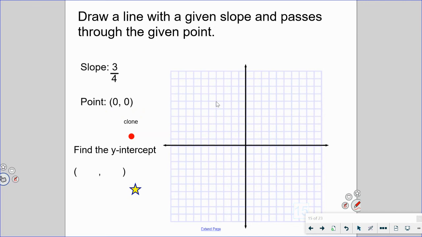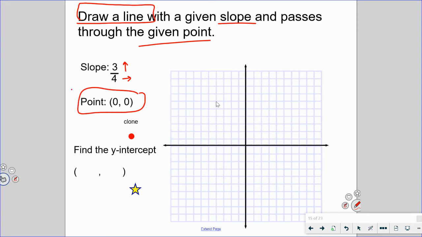Now, ladies and gents, those were problems where you were asked to graph 2 points and find the slope. Now we are asked to draw a line with the slope and the given point. So quite frankly, I don't know how to go up and to the right until I first graph the point. So step number 1, put that point in. Step number 2, let's use the slope.